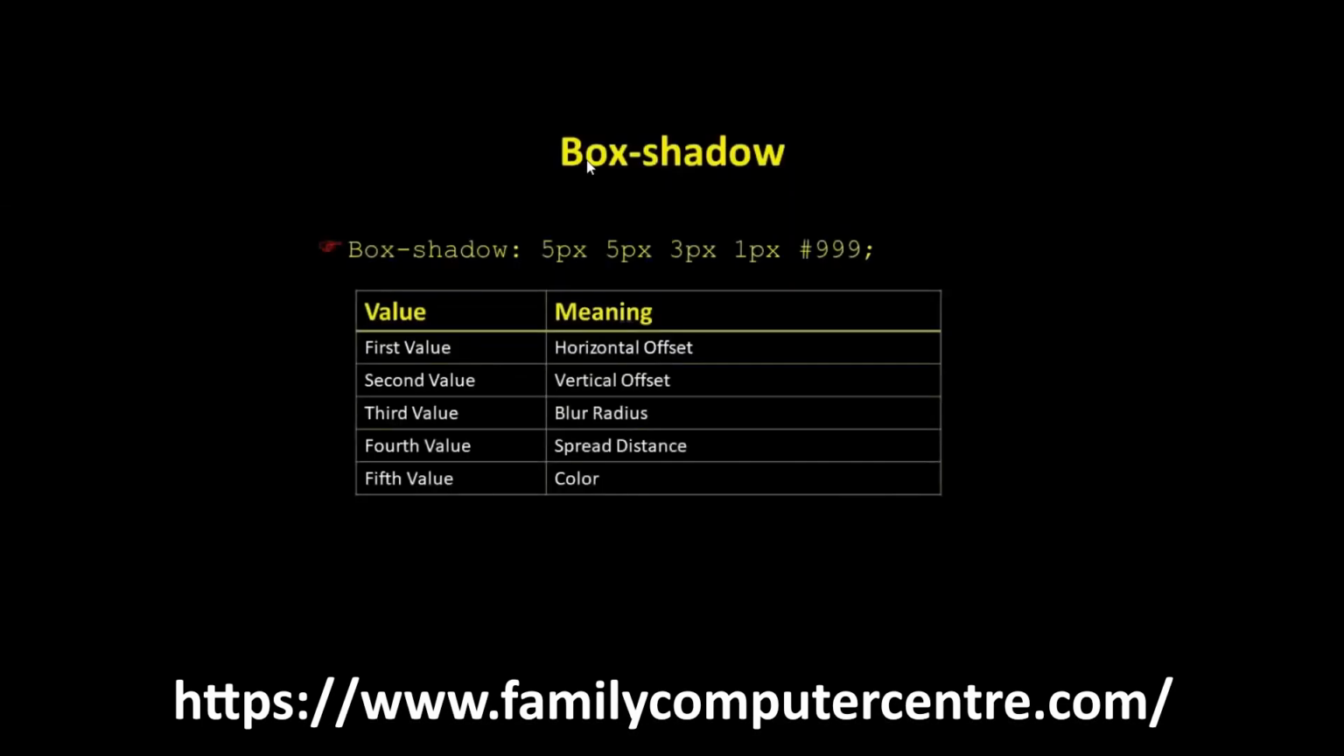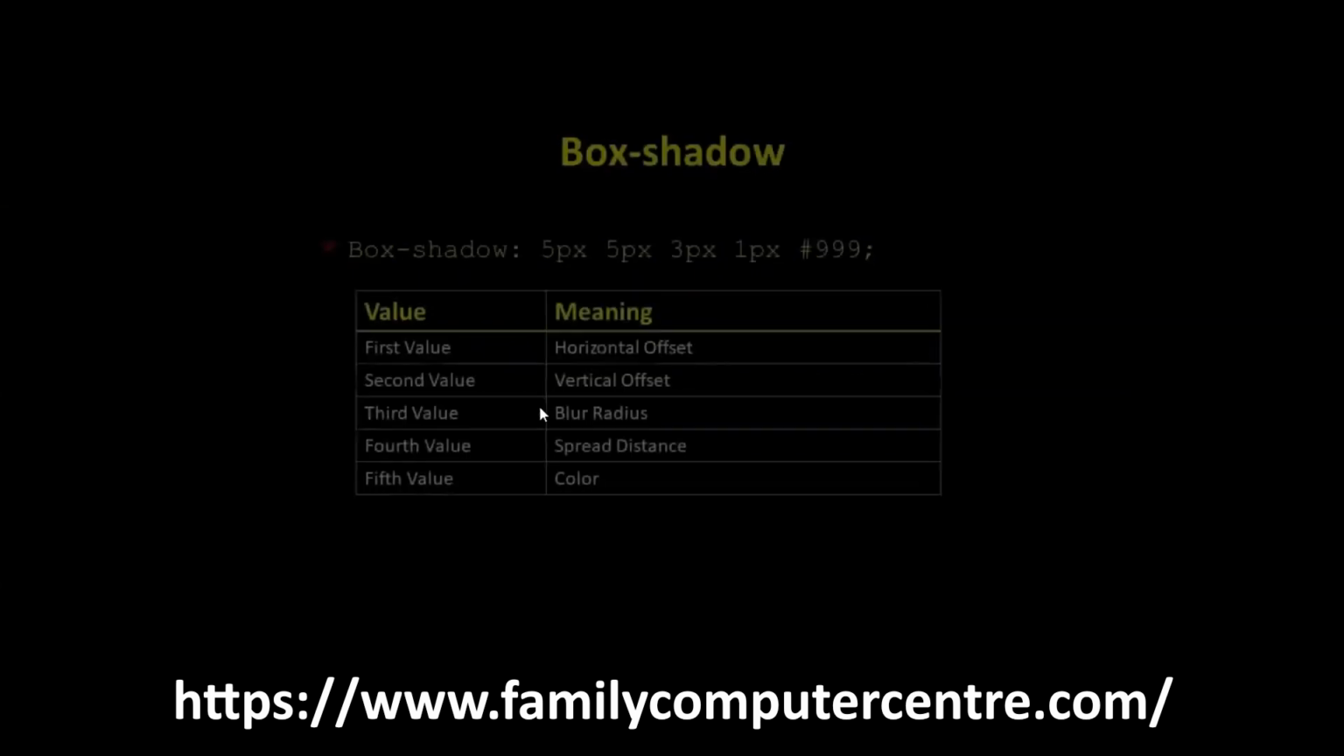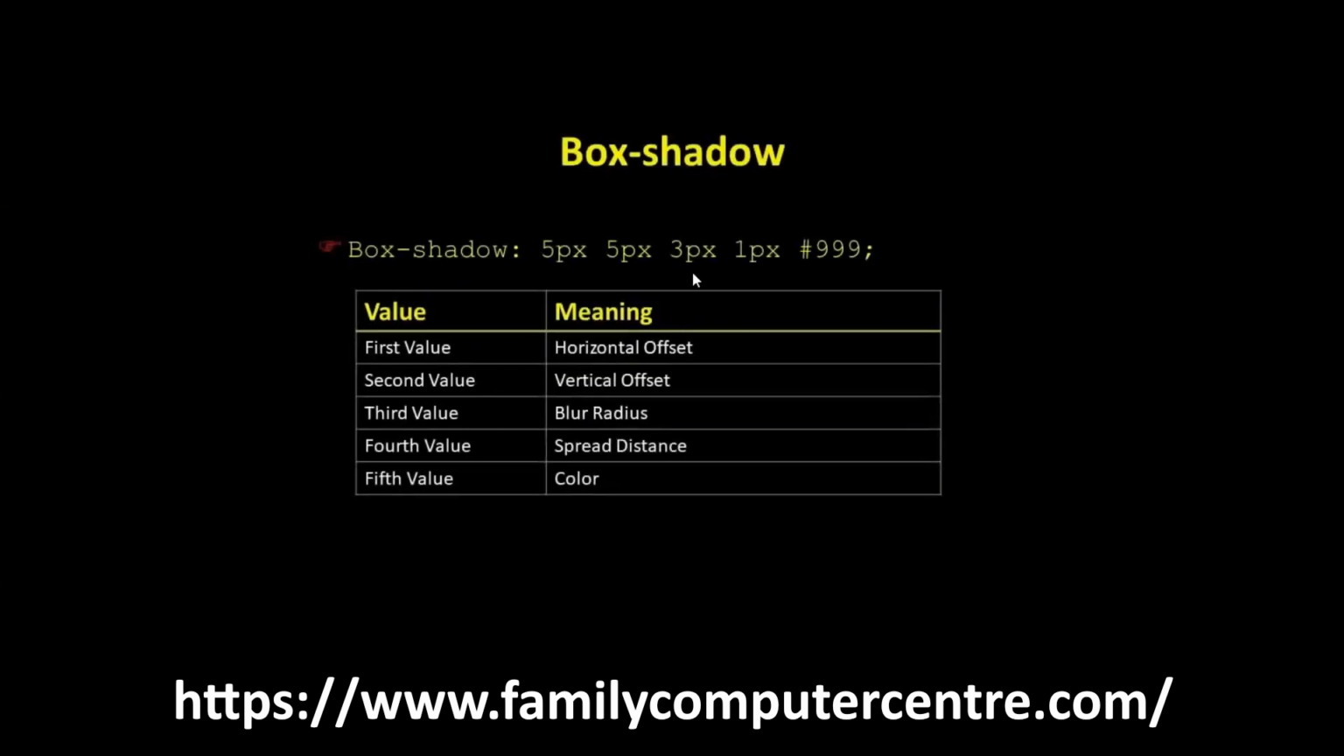When you're applying box shadow, we give the value five measurements, like 5px, 5px, 5px, 1px, and a color code. In that, the first value, this 5px, is the horizontal offset. The second value, this 5px, is the vertical offset. The third value is the blur radius. The fourth value is the spread distance. And the fifth value is for the color. Color means the color of the shadow.